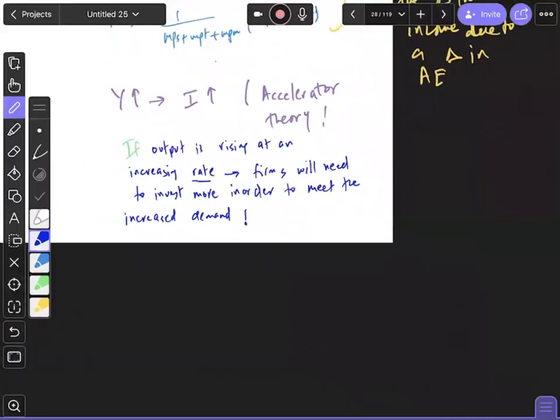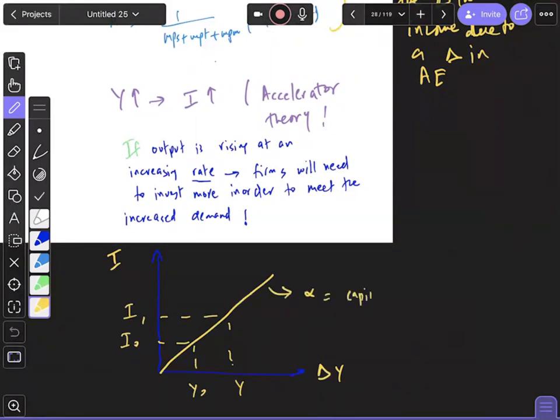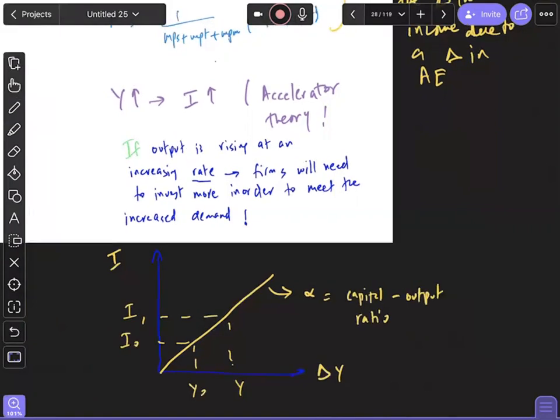And as a result of this, you will see something like this, which we did draw earlier. So this is your I, this is your change in Y. So as your output is rising, you'll see the level of investment go up as well. And the slope, by the way, is called alpha, or the capital output ratio. Okay, so you talk about that.